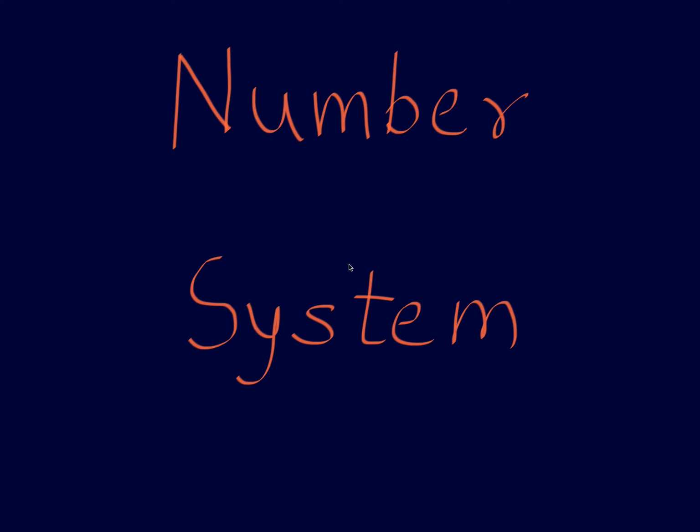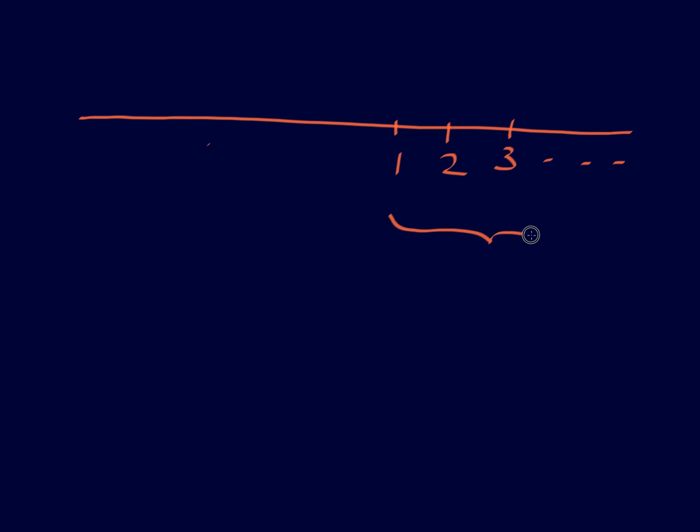Today's topic is the number system. Let's start with our old friend, the number line. On the number line, there are positive integers such as 1, 2, 3, and so on. These are called natural numbers, denoted by N. There is also 0, and the set of 0 and all the positive integers is denoted by W.